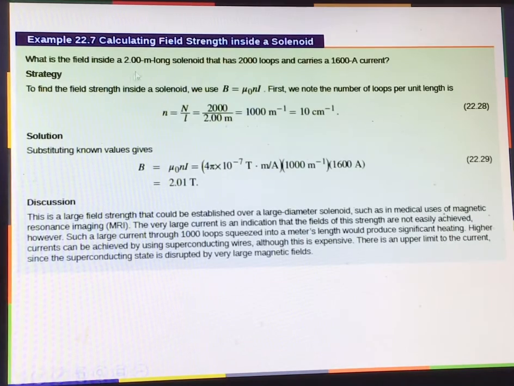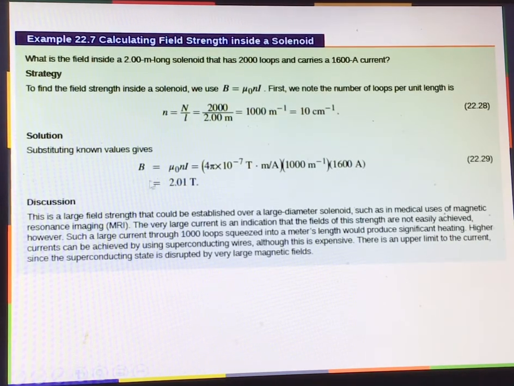So we can look at this example here. Again, we're just trying to calculate the strength of the magnetic field that is produced by a given solenoid, and it tells us what the number of turns is and the current. If you solve that, you get a B value of 2.0 Teslas.